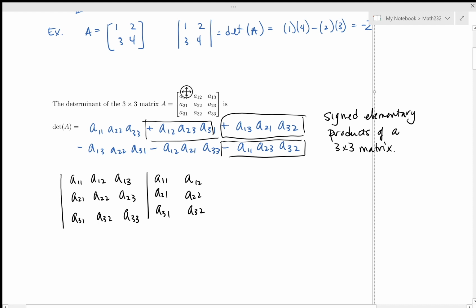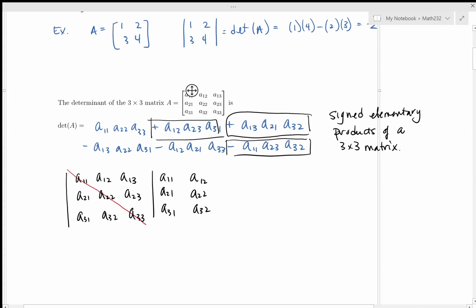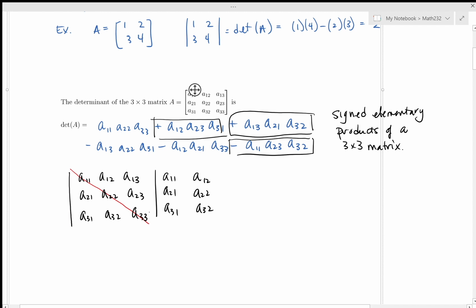Then I am going to be able to generate the positive terms in this manner. This one here, that product, I'm thinking of going this way. So that's A11, A22, A33, that guy right there. And then I can draw a positive line in this direction. That is A12, A23, and A31, this guy here. And then I can draw the final one.